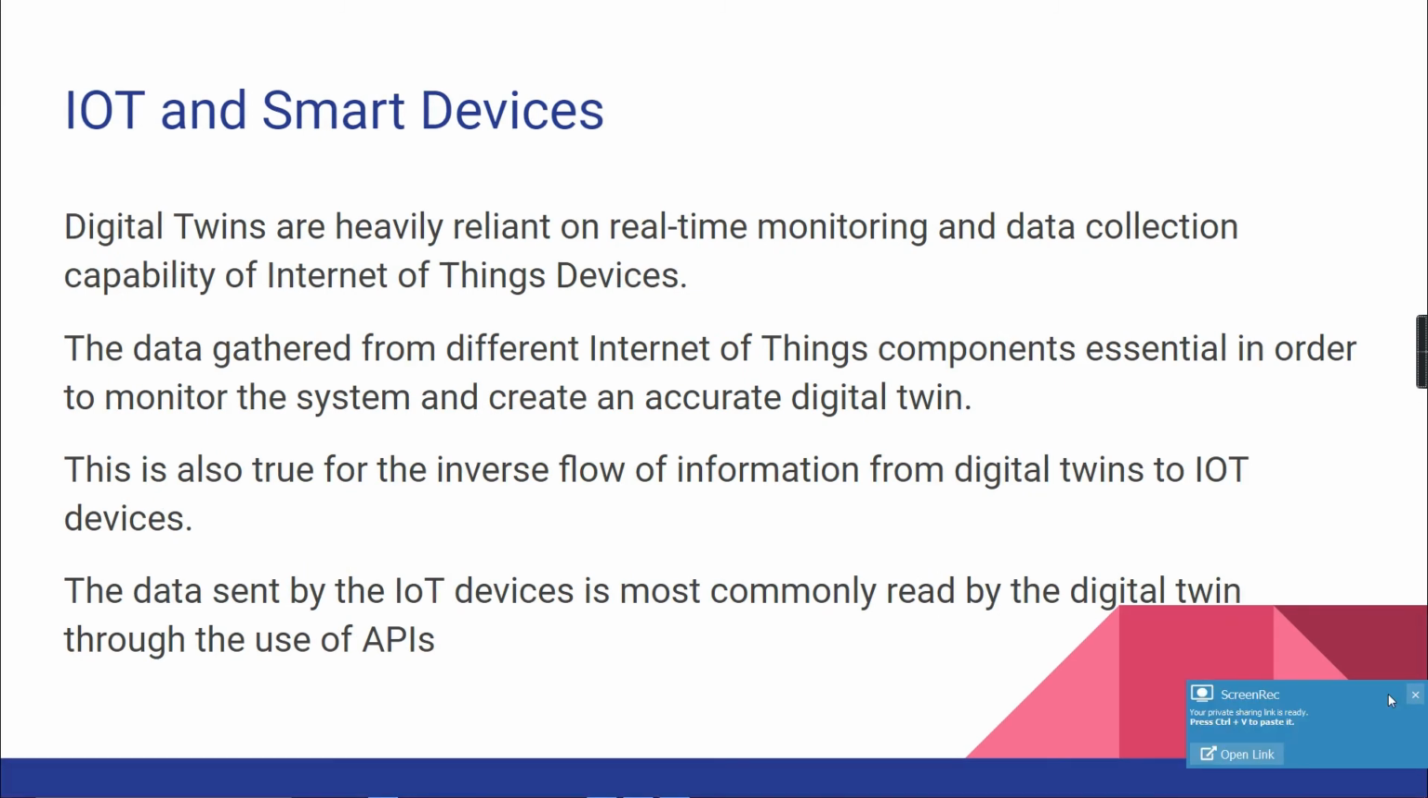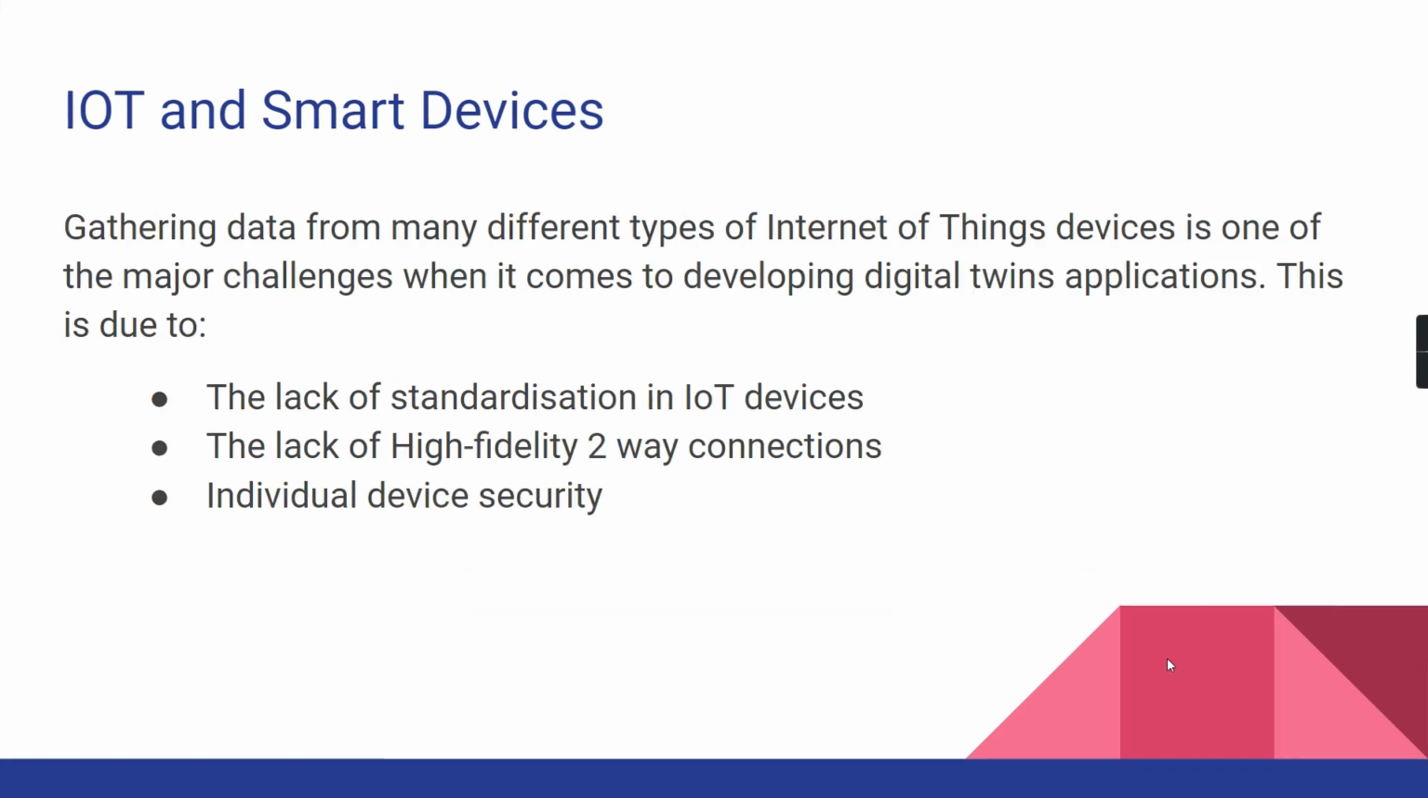Digital twins are heavily reliant on the real-time monitoring and data collection capabilities of IoT devices. The data gathered from these IoT components is essential in order to help monitor and create an accurate and actual digital twin. The inverse flow of information is also true. You need to be able to receive information. If you're an IoT device, you need to be able to talk to the digital twin and make updates. This is mostly done through APIs in current IoT devices.